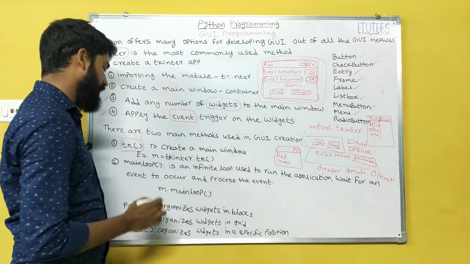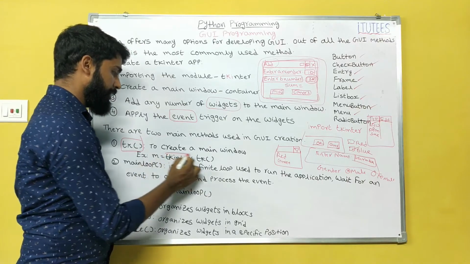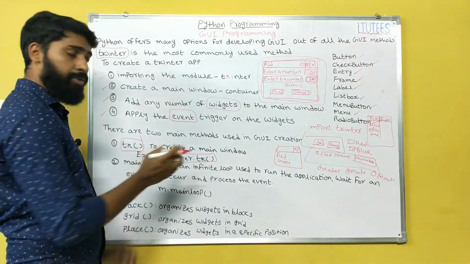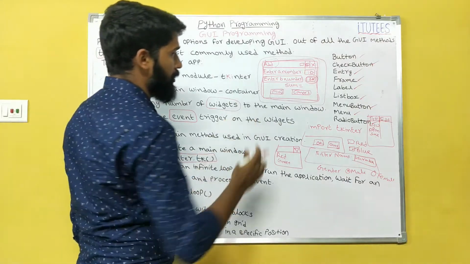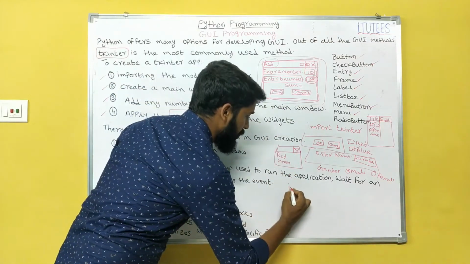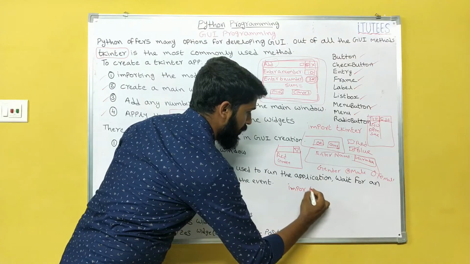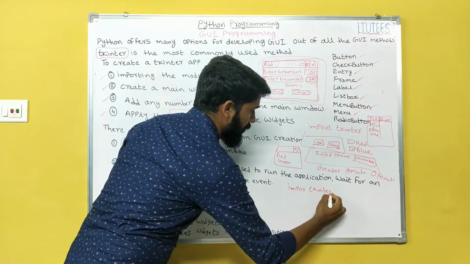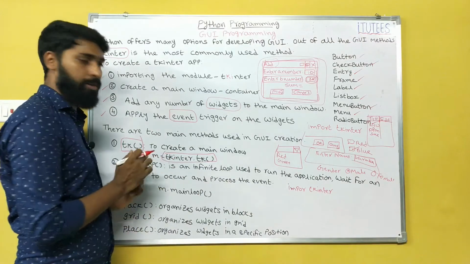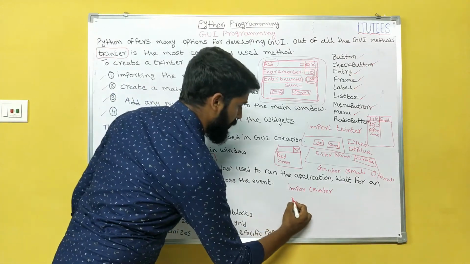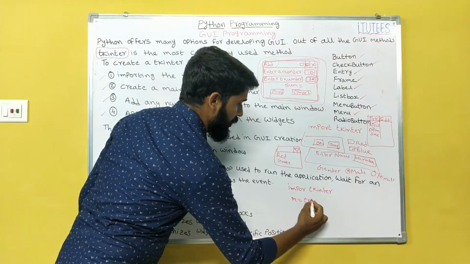To create a main window, we create the window first. How to create a main window: tkinter.Tk. For example, I want to create one window. For that, the first step is import tkinter. The second step is I am going to create one main window. Here my main window name is m, tkinter.Tk.